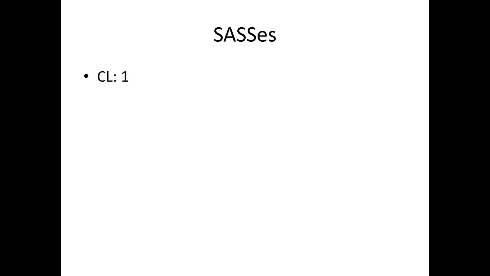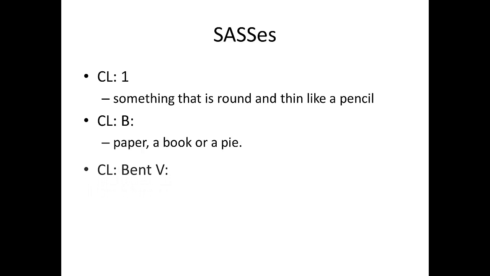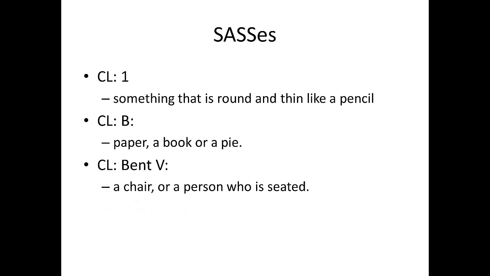Examples of size and shape specifiers could be a classifier 1 that represents something round and thin, for example, a pencil. Classifier B could represent a paper or book. A bent V classifier can represent a person who is seated or a chair.